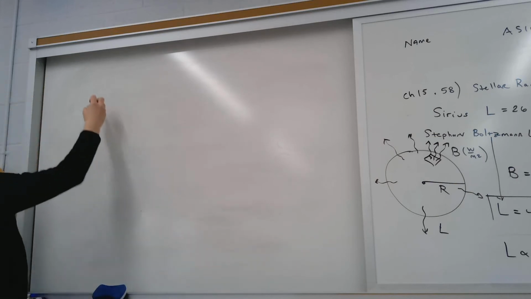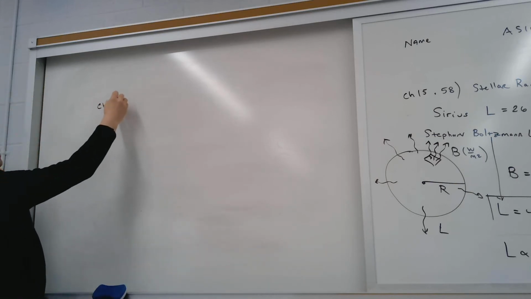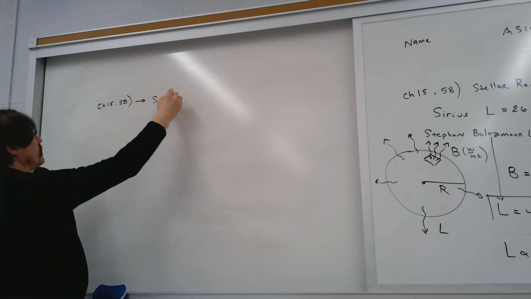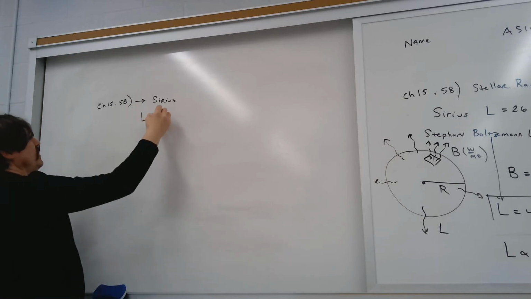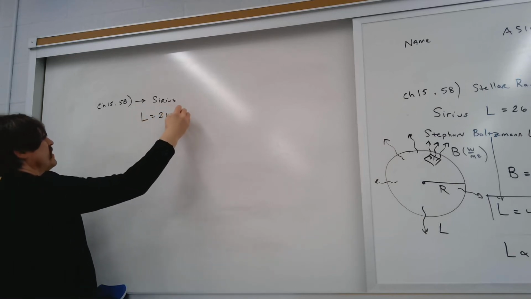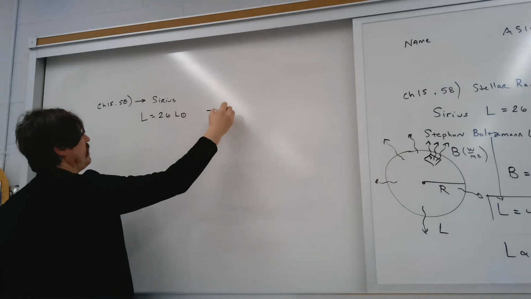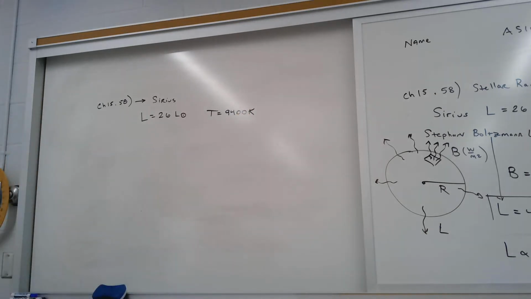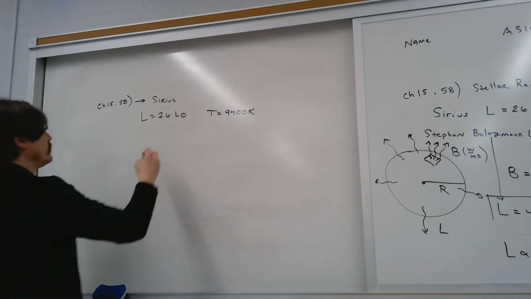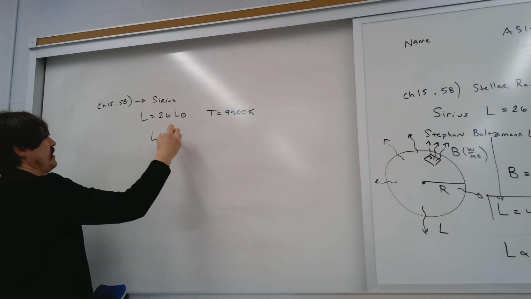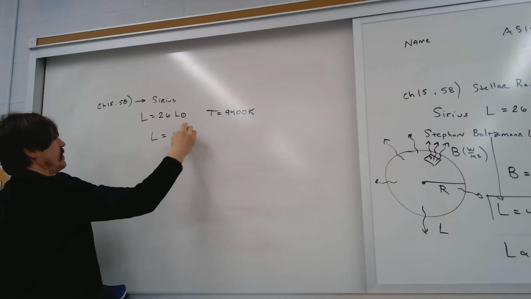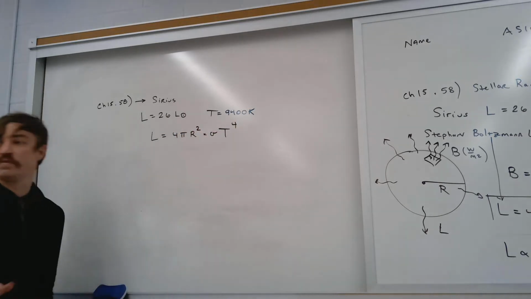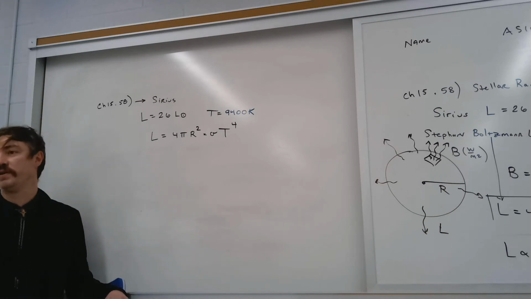Okay, in chapter 15, problem 58, we're given the star Sirius, and we're told it has a luminosity of 26 times that of the sun, and a photosphere temperature of 9,400 Kelvin. We could use this version of the formula if we convert the luminosity to watts. There's a part of me that does want to do that. There's another part of me that thinks we could be smarter here.